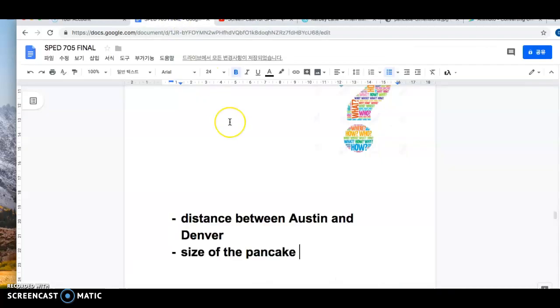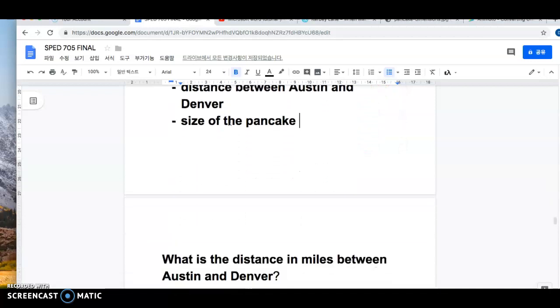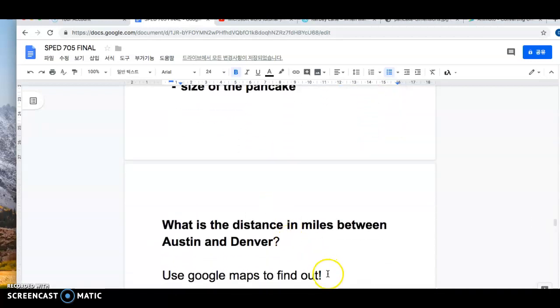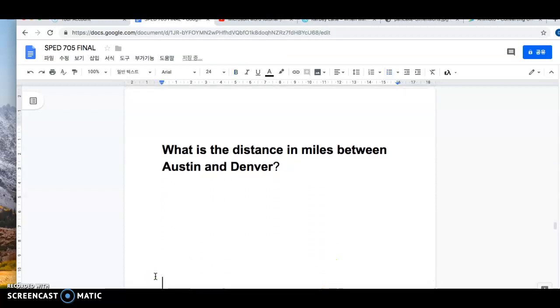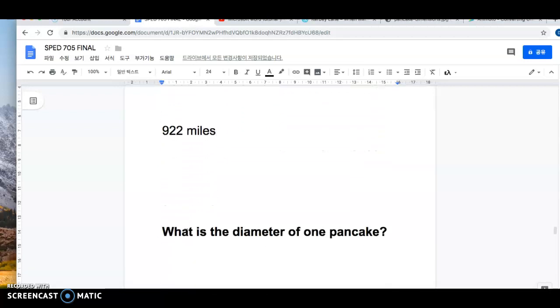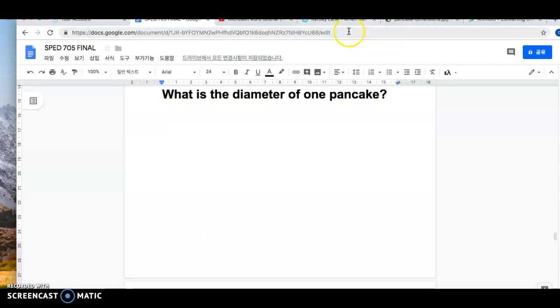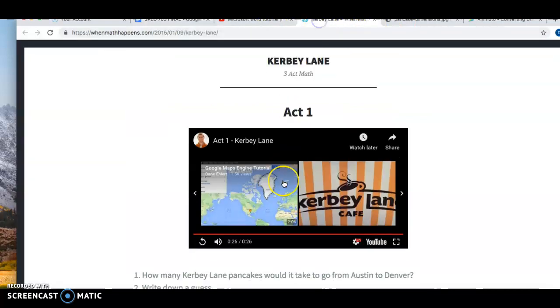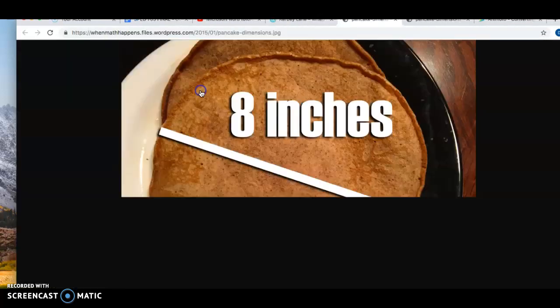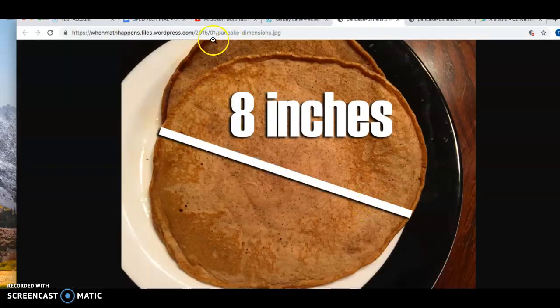All right, so I'm going to give you some time right now to determine the distance between Austin and Denver using Google Maps. So what did we determine the distance was between Austin and Denver? Right, 922 miles. And the other information we decided we needed was how big is the pancake? So the actual diameter of one pancake is 8 inches. All right.